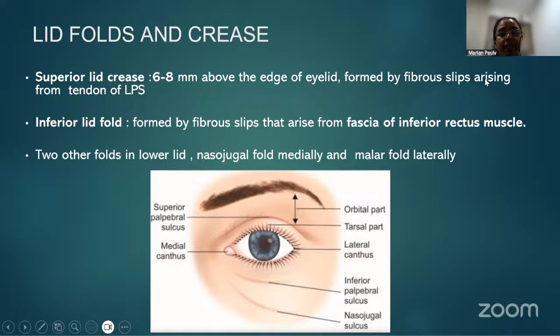It's formed by the slip arising from the tendon of levator palpebrae superioris muscle. Inferior lid fold is formed by the slip that arises from the fascia of inferior rectus muscle. Two other folds are in the lower eyelid, nasojugal fold medially and malar fold laterally.